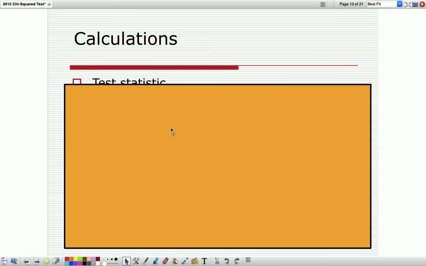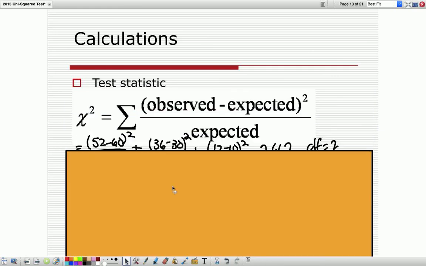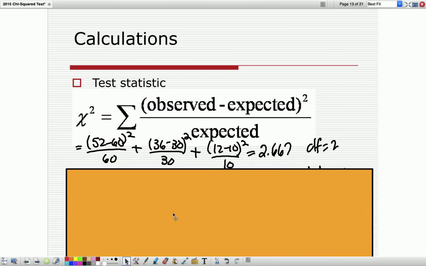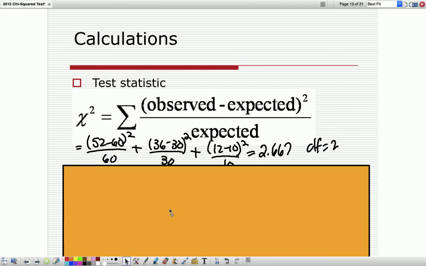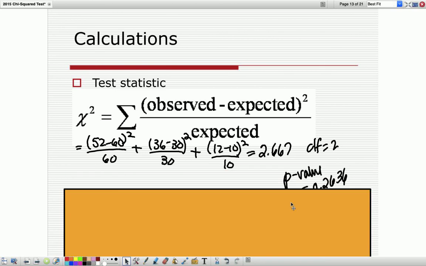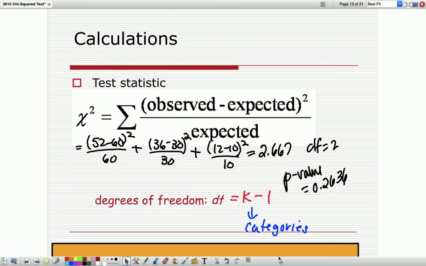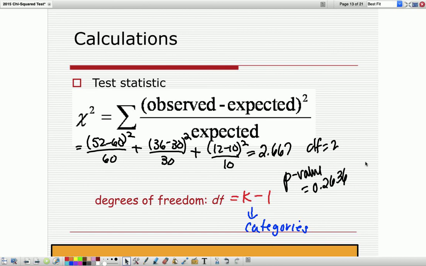Okay, the test statistic we did in the chart. Here's my lovely formula, and there's my work. Degrees of freedom is 2 because I had 3 categories, 1 for each color. So there we go, degrees of freedom. The p-value, I'm pulling that with my chi-square CDF. So I put in my chi-square CDF, 2.667 as my lower bound, a positive 1,000 as my upper bound, and my degrees of freedom is 2. So there's my p-value.